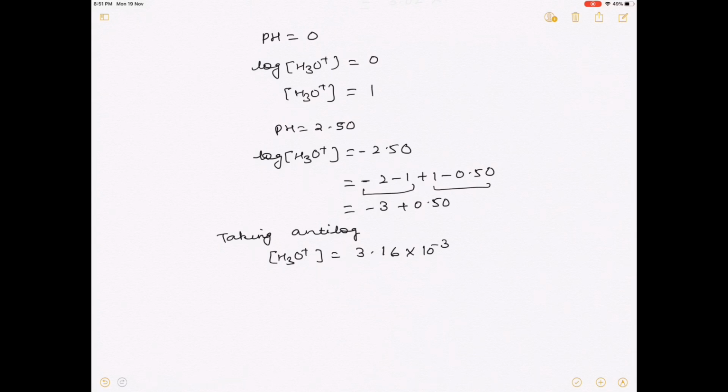That was all for today. In the next class we will discuss how to find pH for a base, meaning if you are just given the OH ion concentration, how to find the pH for that.